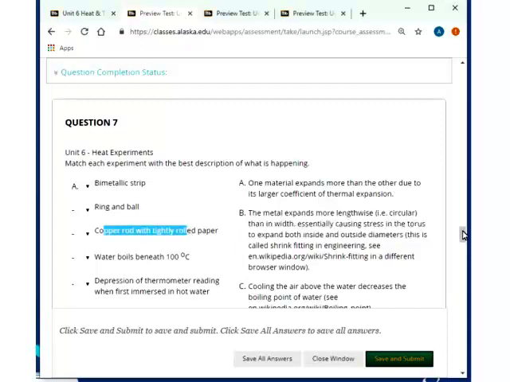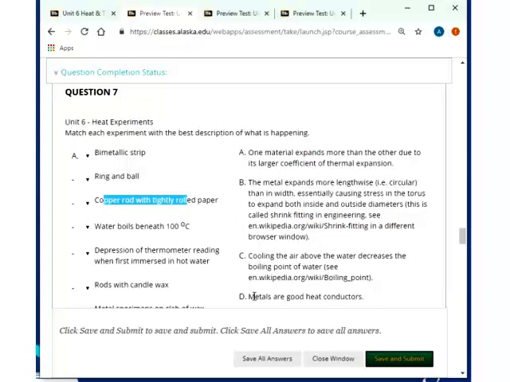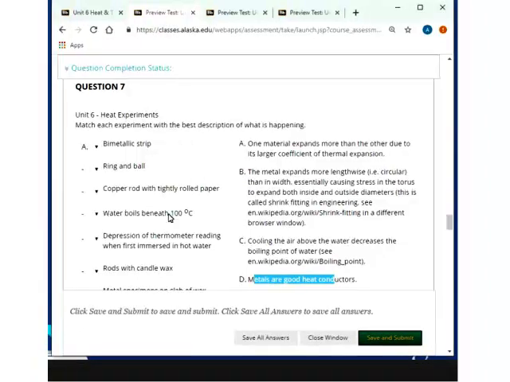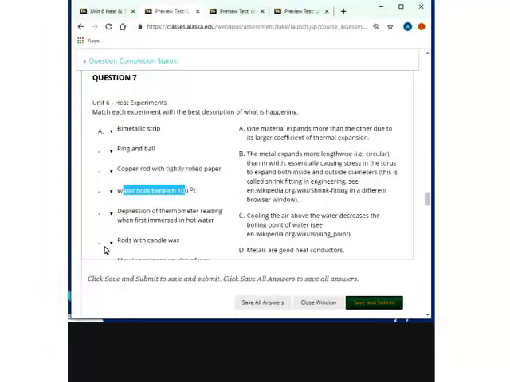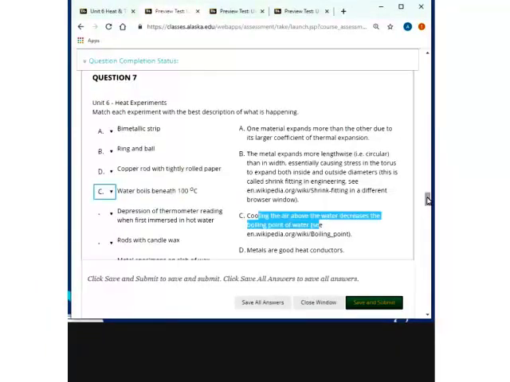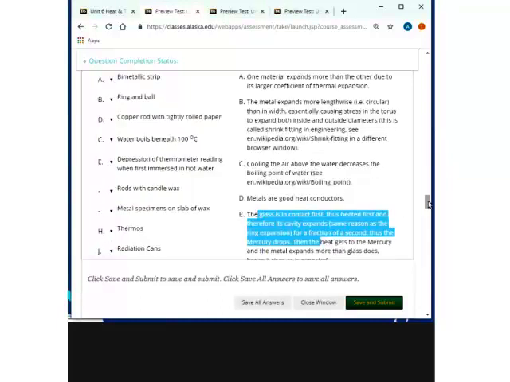Oh, I take that back. That's actually a little bit out of order. And you will see that the best correct explanation is metals are good heat conductors. So that's kind of like a little backwards here. Water boils beneath 100 degrees Celsius. Cooling there above the water increases the boiling point of water. So as I said, that's a little flipped here. Depression of thermometer reading when first immersed in hot water. So that's the explanation here. I really like that experiment.